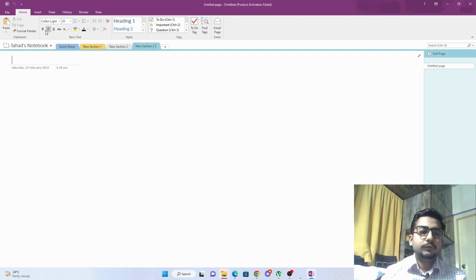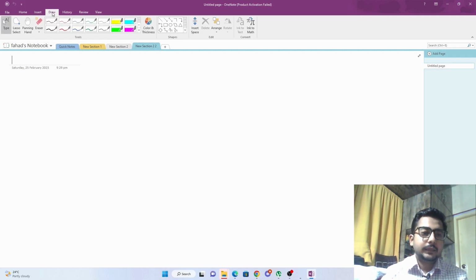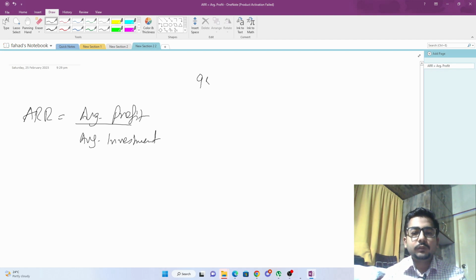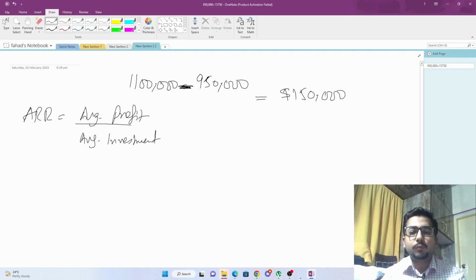Okay, the issue has been resolved, so I'll continue and draw in front of you. ARR is equal to average profit divided by average investment. We have calculated that the investment was 9,50,000, and the total net cash flows were $11 lakh. We just did that, so it is not equal to, it is minus. So we got an answer of $1,50,000, which is the total profit for the 4 years.